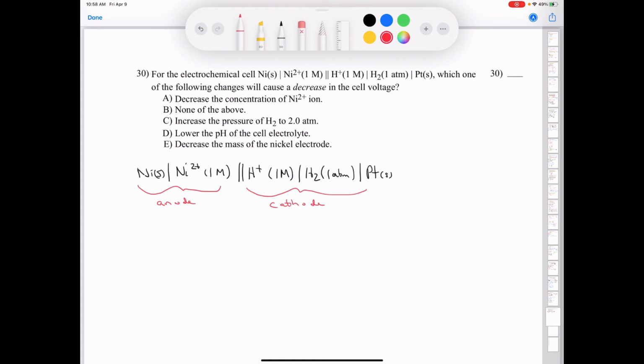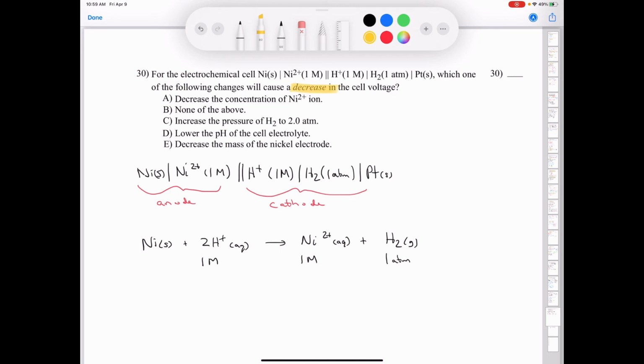Well, if I take a look at the reaction that's occurring here, I have nickel in the solid phase plus hydrogen ions, which are aqueous. I'm oxidizing the nickel to nickel 2 plus ions, and I'm reducing the hydrogen to H2 gas. I need to balance out this equation, so I'll put a 2 here. I have a concentration of 1 molar for my hydrogen ions, I have a concentration of 1 molar for my nickel ions, and I have a pressure of 1 atmosphere for my hydrogen gas.